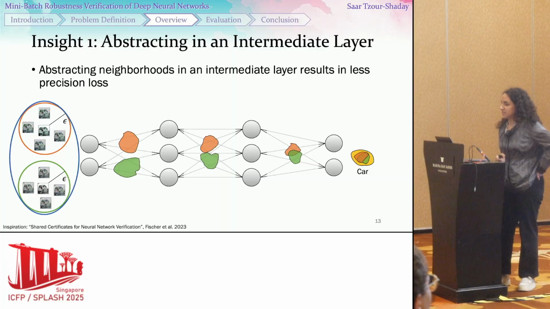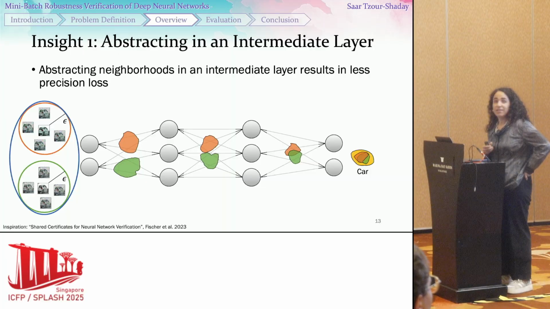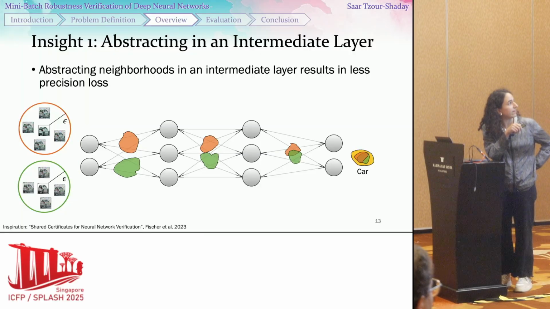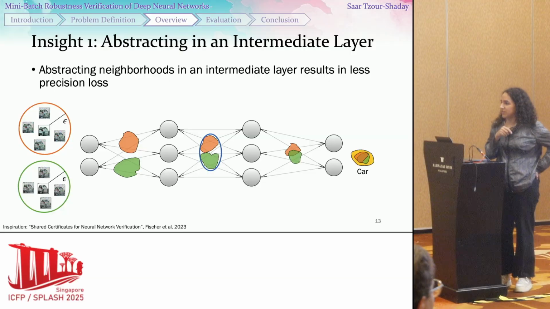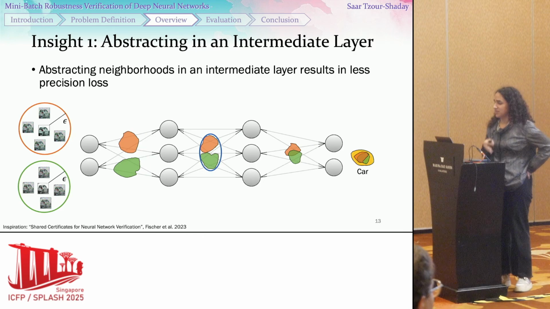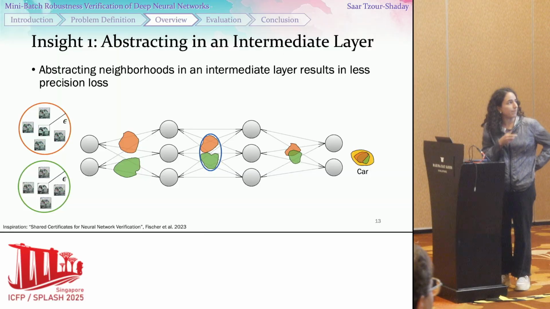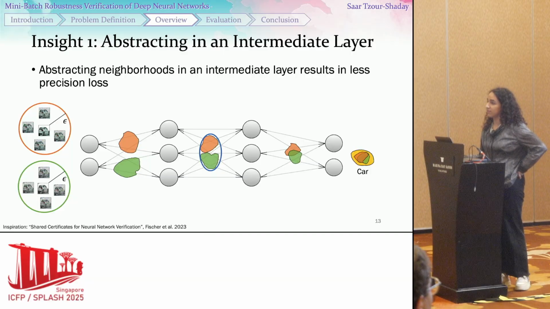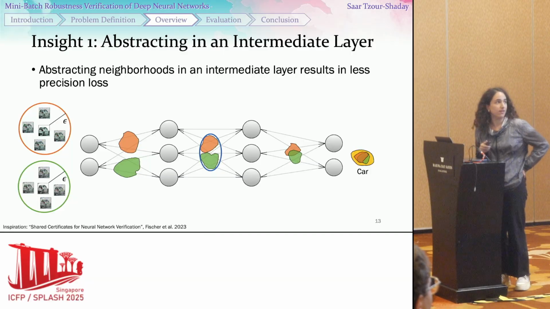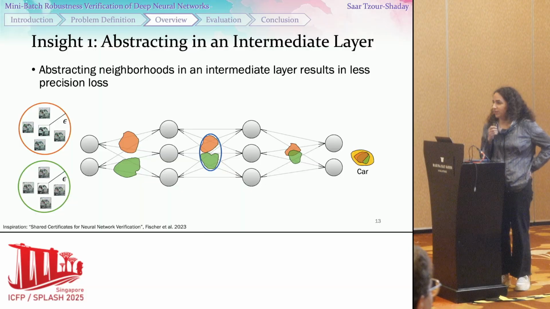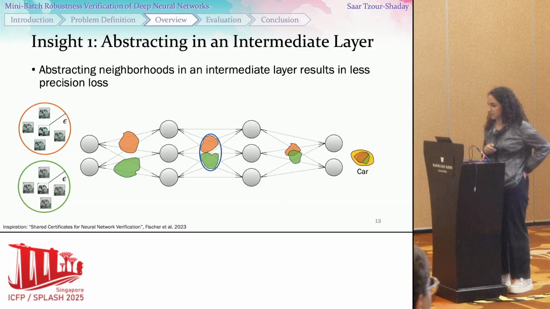So our first insight is, what if instead of abstracting in the input layer, we abstract the neighborhoods in an intermediate layer? Intuitively, this makes sense because neighborhoods tend to shrink in deeper layers, because each layer compresses the information while extracting features relevant for classification. So it can make the neighborhood in the intermediate layer more precise.